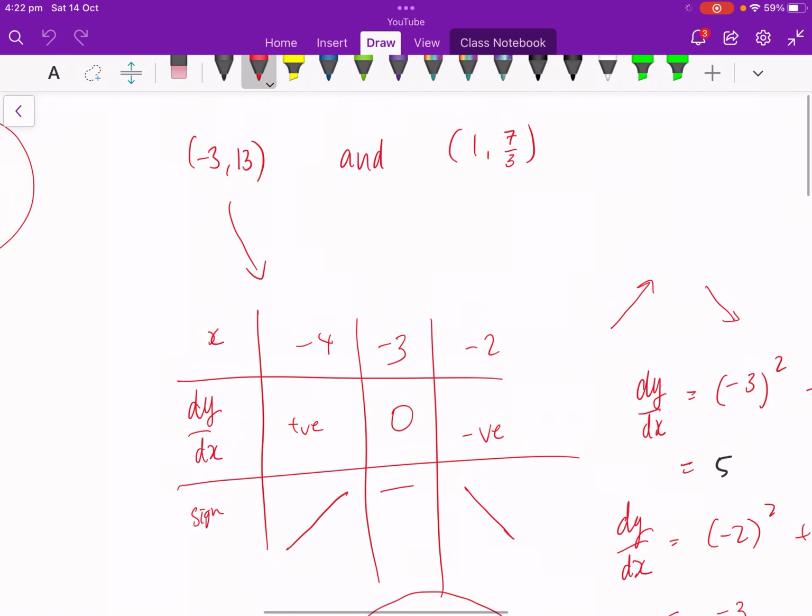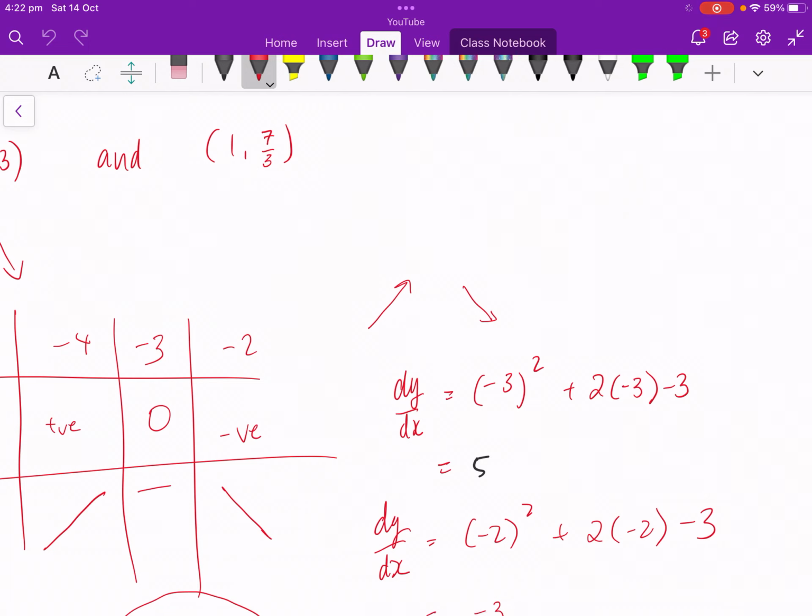Now, you can also test it with this one here. You can do the same table situation and you can try and figure it out. But I could probably tell you without calculating it's going to be a minimum. How do I know that though? Why can't it be a maximum as well?